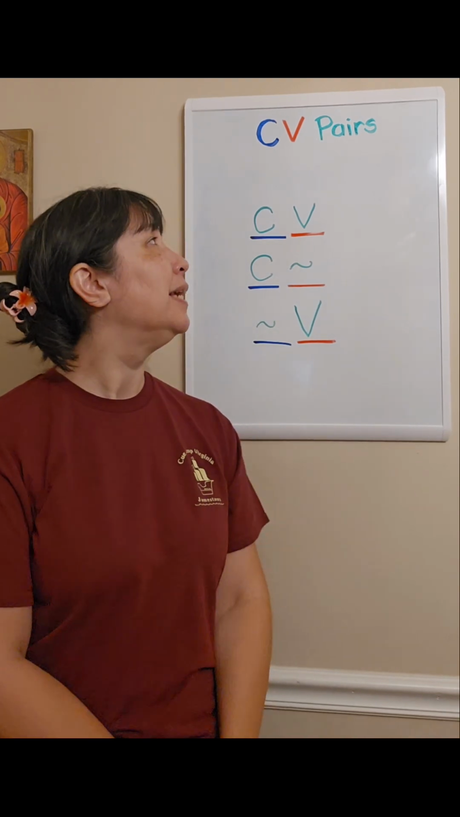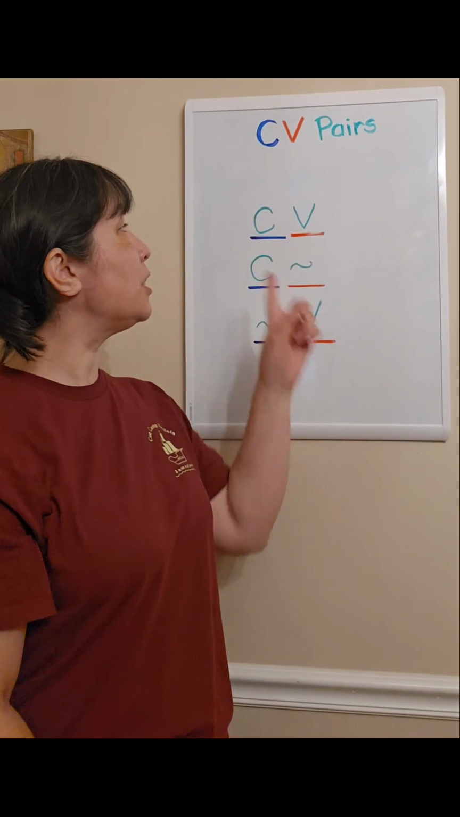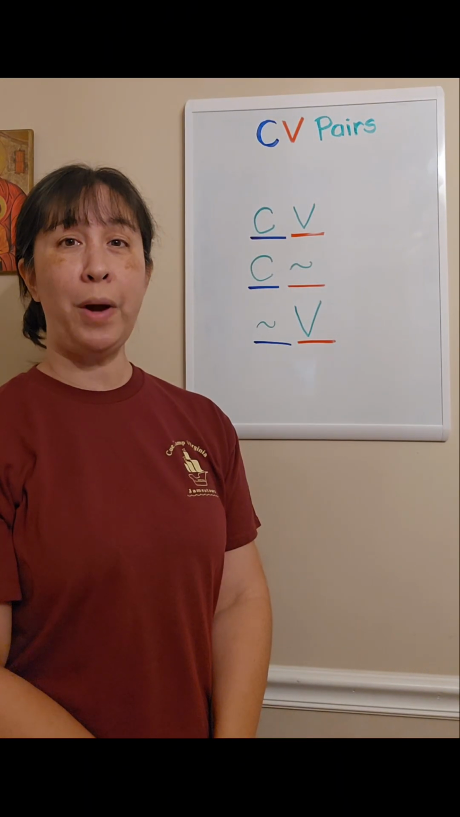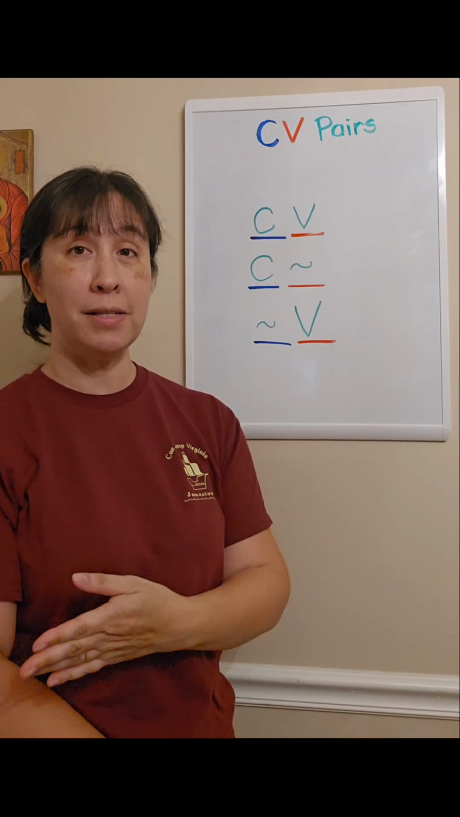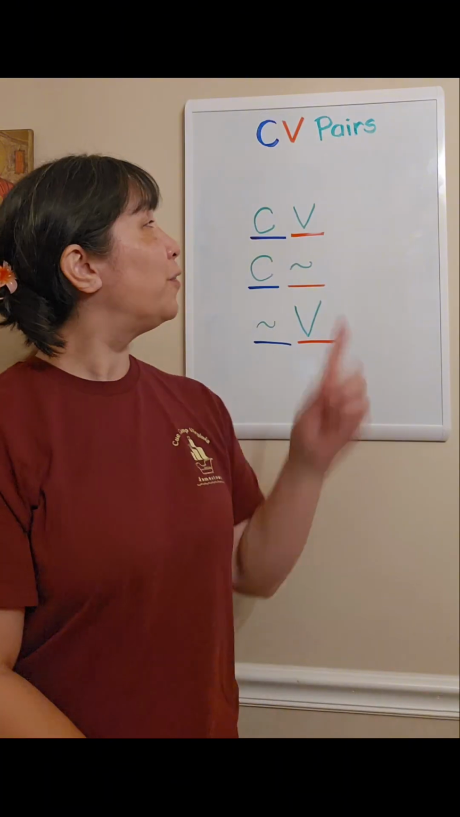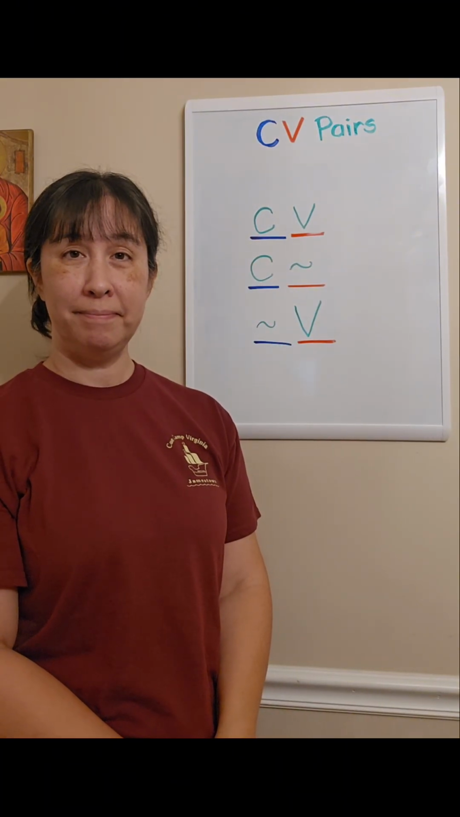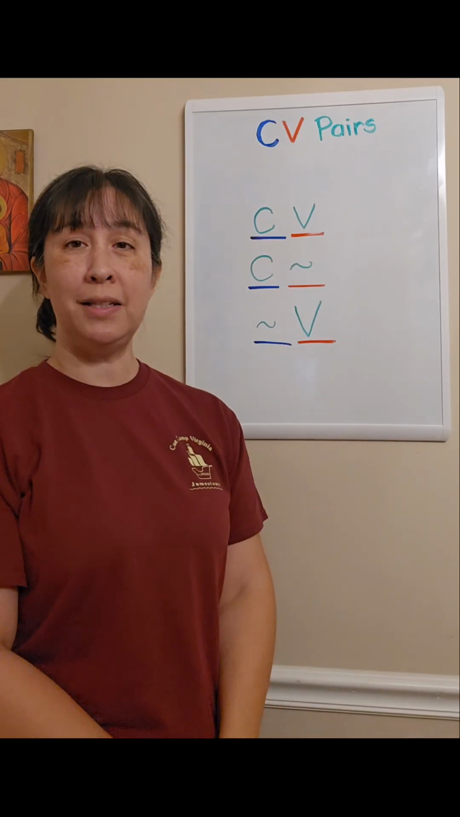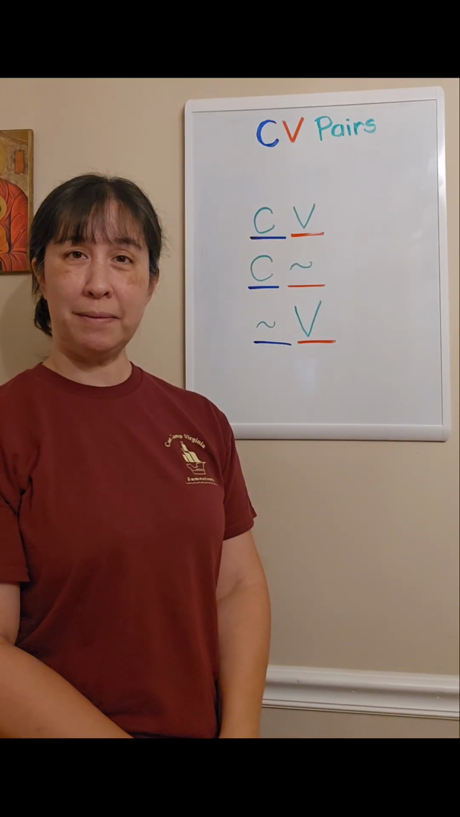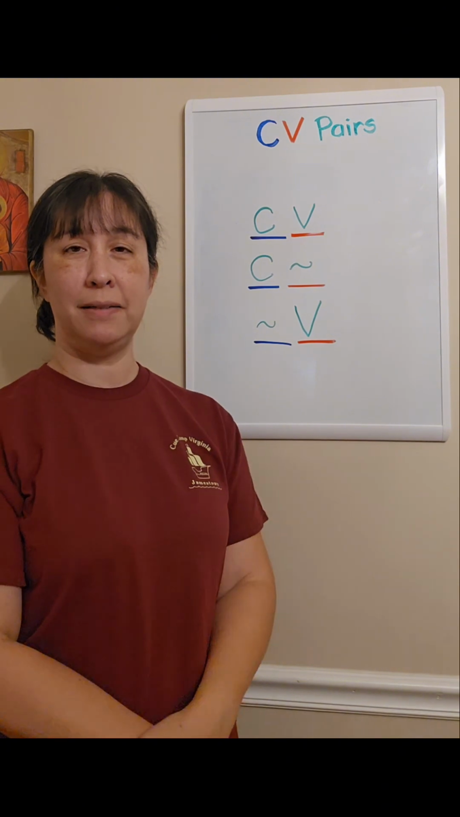Okay. So there are three options for consonant-vowel pairs. The first is your standard option where you have both a consonant and a vowel. This makes life easy. For the consonant, you merely find what hand shape goes with it. And for the vowel, you find the placement that goes with it. And you put them together. So you have a hand shape at a placement.